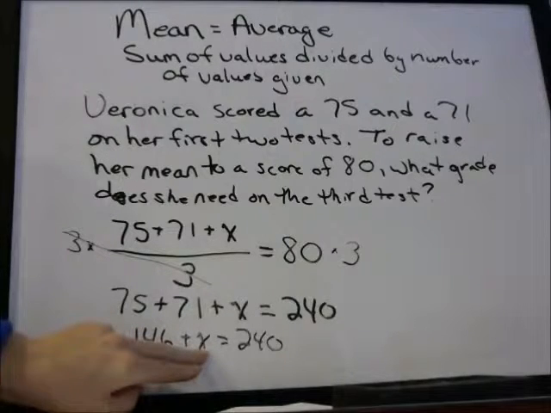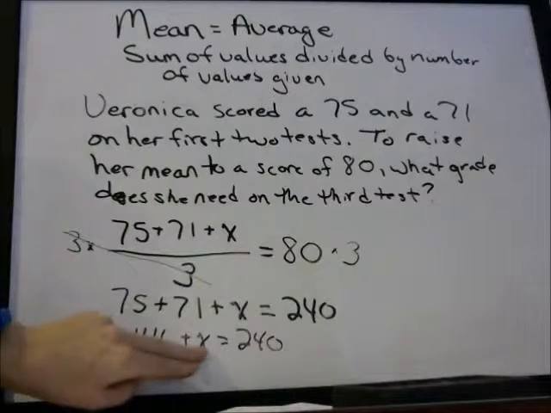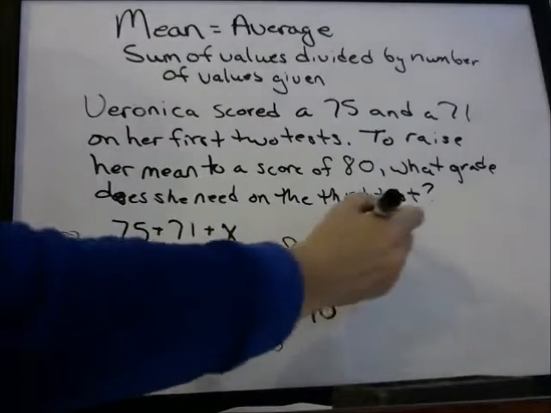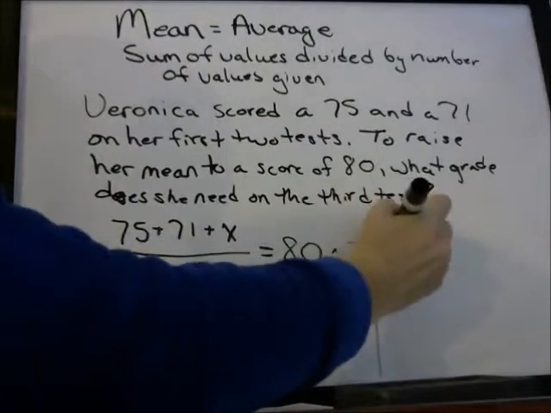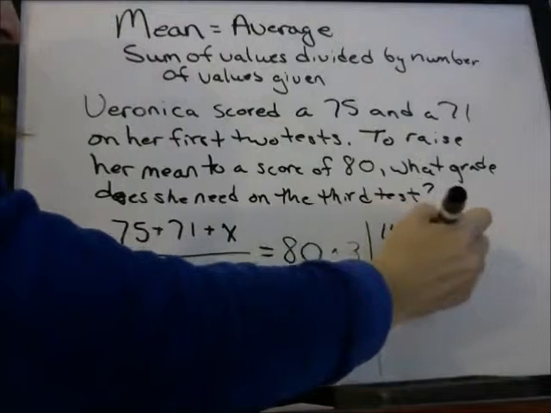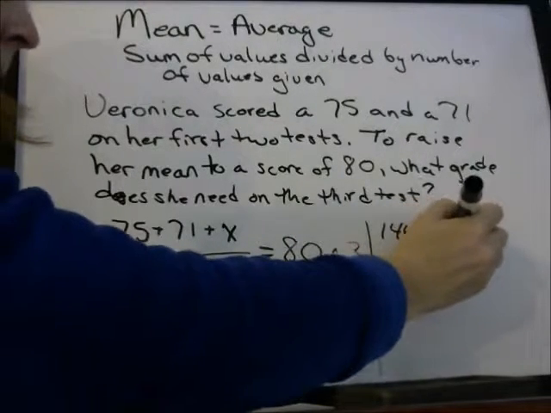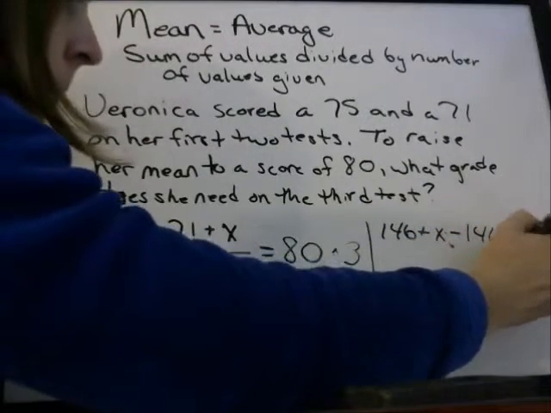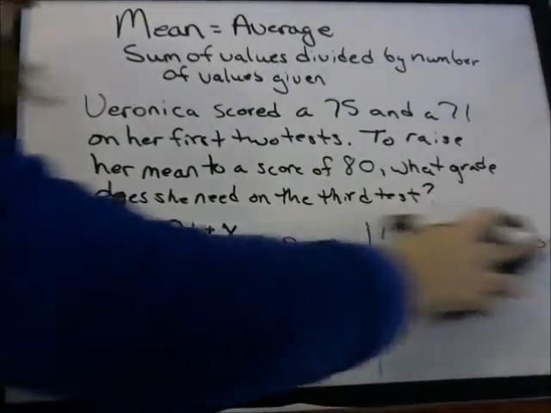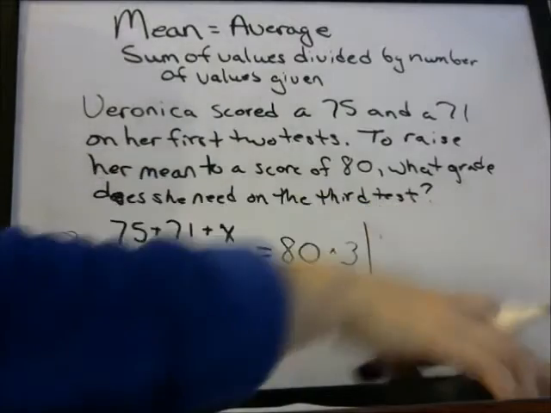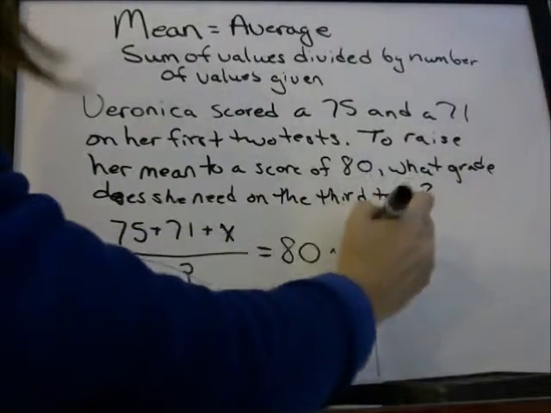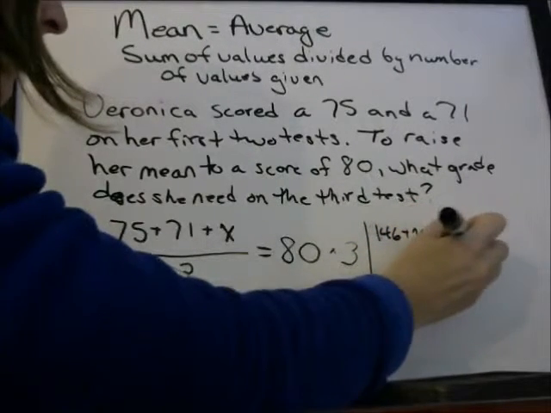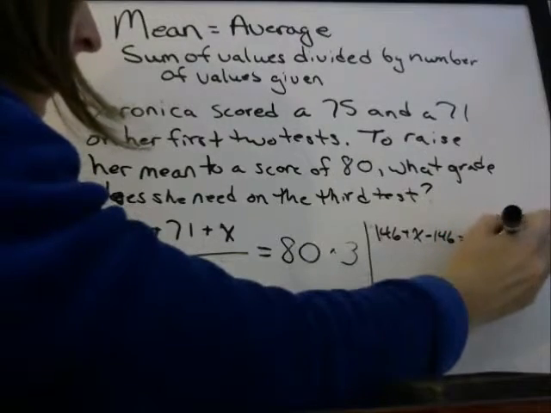So we want to get x by itself. How do we get rid of this 146 so it only says x here? Well, this is a positive 146. So to get rid of it, I'm going to come up here. We're going to subtract 146. That didn't work out very well. So we're subtracting 146 from each side. So I'm going to try and write it smaller. 146 plus x minus 146 equals 240 minus 146.